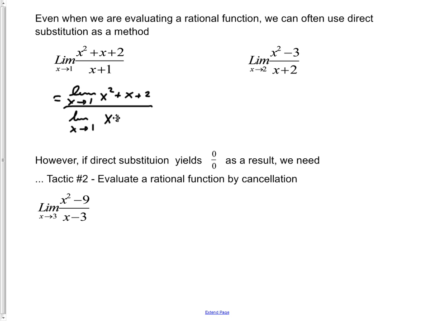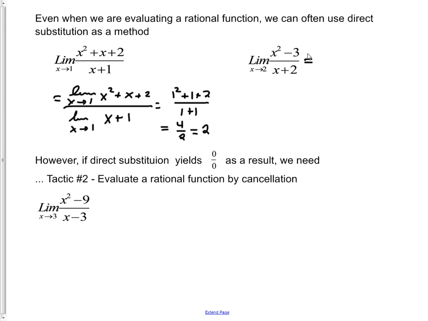Well, we know exactly what's going to happen right here when we substitute these numbers in. We're going to have 1 squared plus 1 plus 2 divided by 1 plus 1. Well, we know how that one comes out. We're going to have 4 divided by 2, which is just to say that our limit is equal to 2 in this case. Does it work here? Well, I don't think we get a 0 in the denominator, so we're okay.